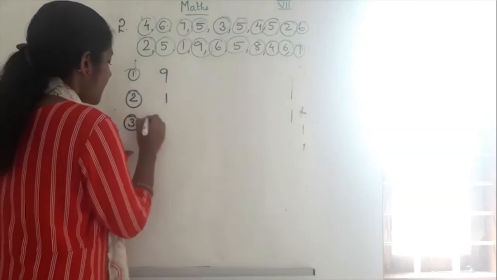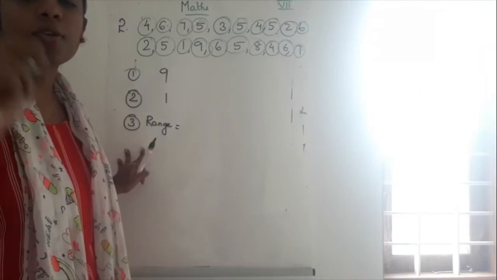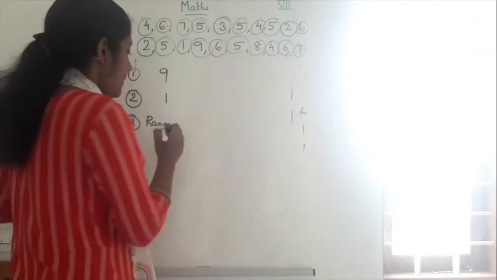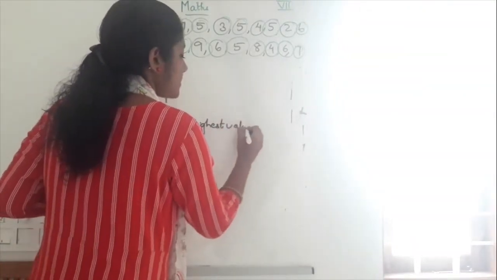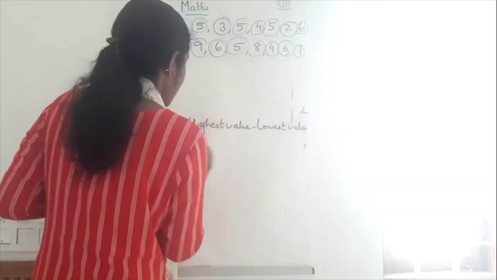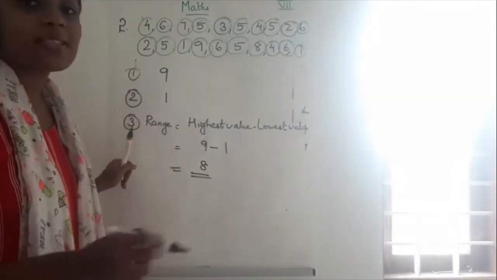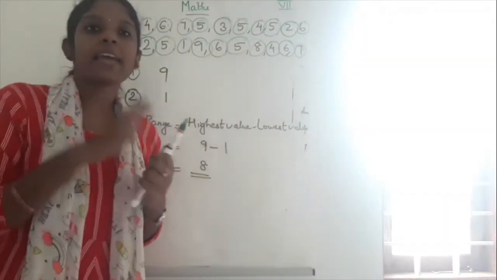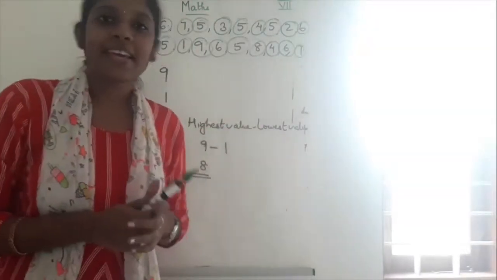Third one, what to find out the range. Range is, so when you write, the question is given to you, find out the range, find out the mean, mode, etc. Write the equation also. Range is highest value minus lowest value. So highest value is 9 minus lowest value is 1. 9 minus 1 is 8. Next question is to find the arithmetic mean. Arithmetic mean is sum of the observation by number of observation. You have to find the sum of the whole observation divided by the number of observation.